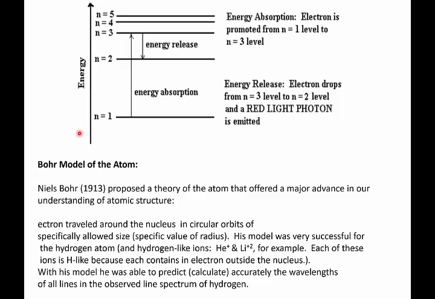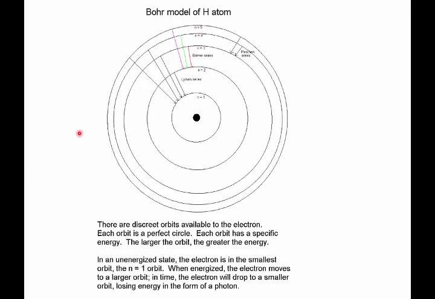Now, of course, a hydrogen atom consists of one proton at the nucleus, and it has one electron outside the nucleus. We'll start with a normal hydrogen atom that's not energetically excited. In the Bohr model, the electron occupies a perfectly round orbit around the nucleus. Let's see, I think I have a picture here of that. This is a picture of the Bohr model.